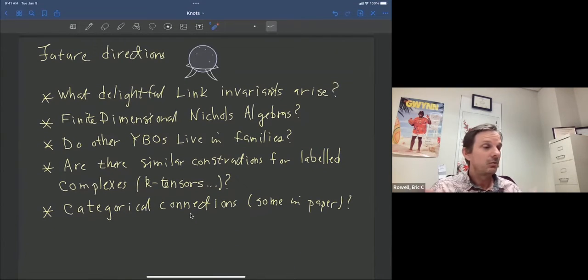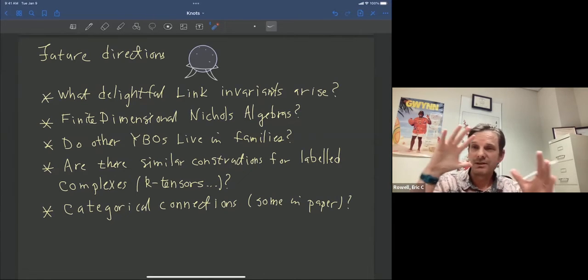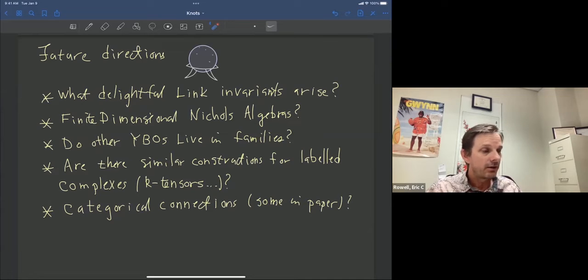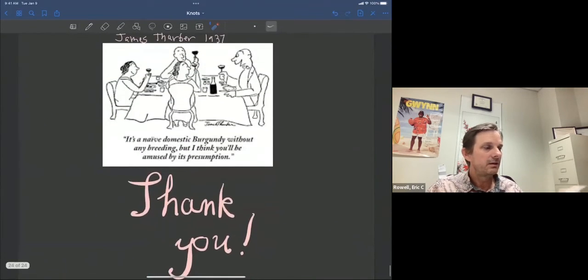Naturally, we should ask, what link invariants do we get? We should ask, what finite dimensional Nichols algebras do we get? Are there other families that we can use to study other Yang-Baxter operators? Are there similar constraints for labeled complexes where you are labeling faces now, and maybe the cells are constraints, moving up in dimension? And are there categorical connections, some of which you can find in our paper, but I think there should be more. And so let me end here by saying thank you.